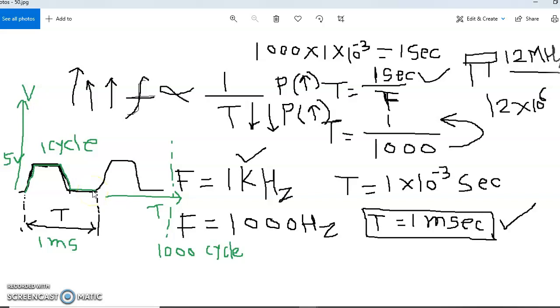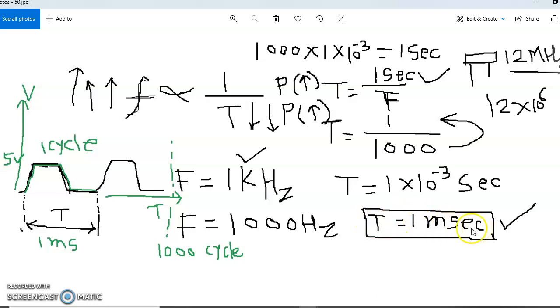What is one cycle? That is the time taken by a signal to complete one cycle. It is called capital T, and capital T is equal to 1 upon F, where F is the frequency. Suppose I assume a frequency of 1 kilohertz, as in a crystal oscillator. Then T is equal to 1 upon 1000, so 1 into 10 raised to minus 3 second. So capital T is equal to 1 millisecond.